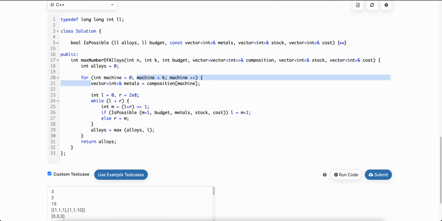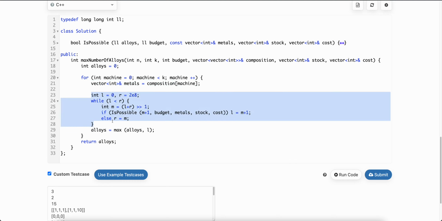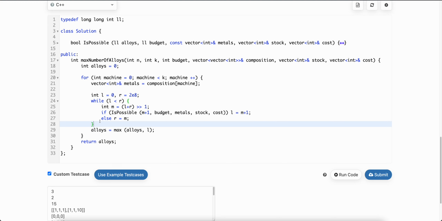Now what we are doing, we are simply iterating over all the machines. For each machine, I am doing a binary search. Again, the lower bound is 0, all the way to 20 to the power 8, right? And for each of them, I am trying to figure out what is the maximum number of alloys that I can make using this particular machine. And after this binary search ends, the L and R both point to the same value, which is the maximum number of alloys that you can make using the same machine, and you can simply take the maximum across all of them to get the answer.